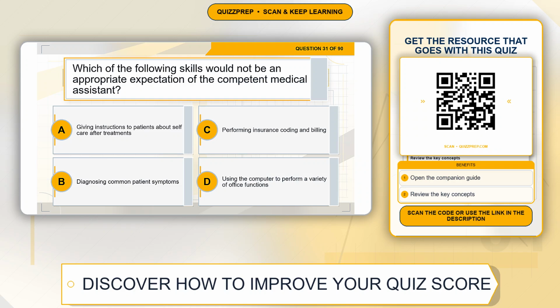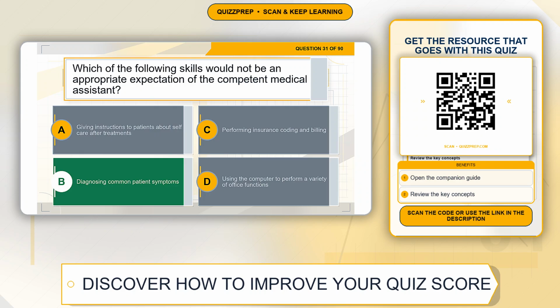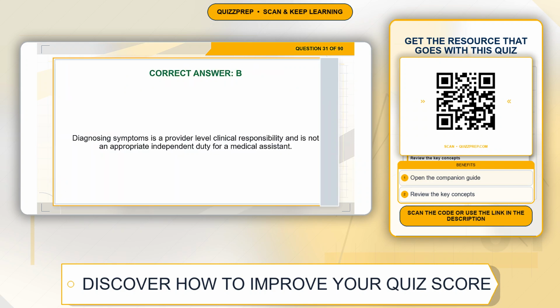Question 31. Which of the following skills would not be an appropriate expectation of the competent medical assistant? Option A, giving instructions to patients about self-care after treatments. Option B, diagnosing common patient symptoms. Option C, performing insurance coding and billing. Option D, using the computer to perform a variety of office functions. The correct answer is option B, diagnosing common patient symptoms. Explanation. Diagnosing symptoms is a provider-level clinical responsibility and is not an appropriate independent duty for a medical assistant.